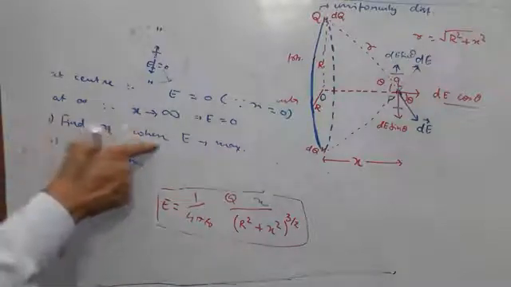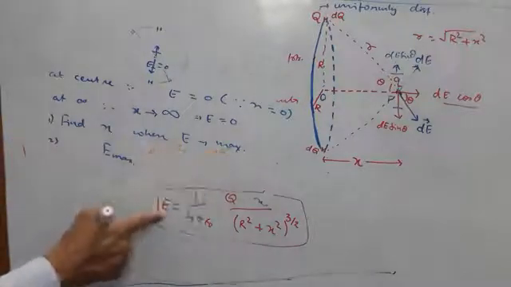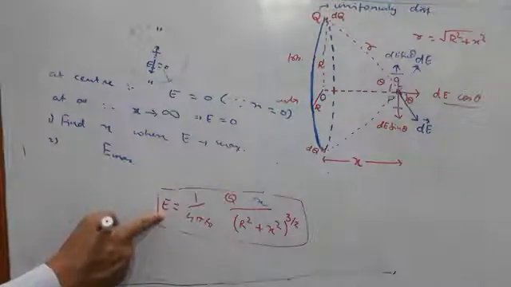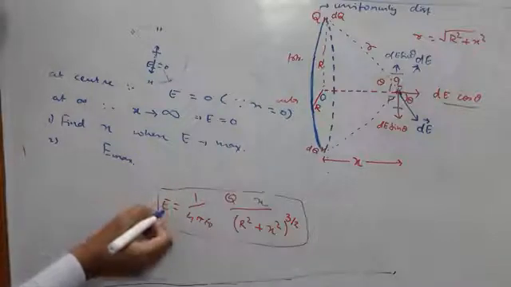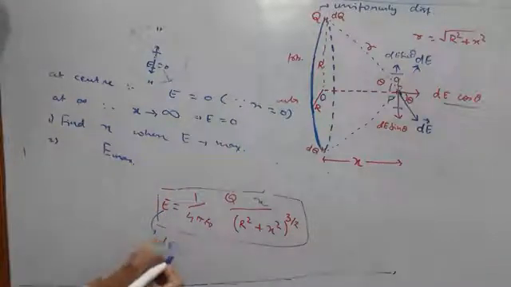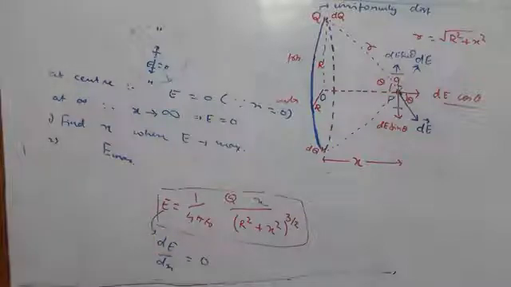How to find x when electric field is maximum? So you have to use the concept of calculus. Electric field is given to you. E will be maximum when dE by dx is equal to 0. This much hint I have given.